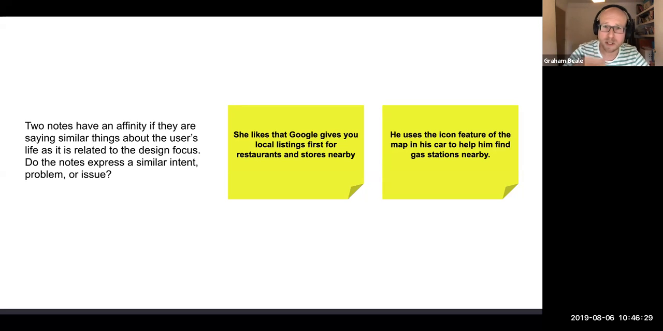But equally, you could also say, well, this user likes to browse by icons, and this user likes to find by a map. Or you might say this user is interested in gas stations, or this user is interested in restaurants. So you can see how you group these things. It can be on one level quite surface, and quite deeper in others. So try, if you can, to focus on the behavioral aspects of the user rather than the surface words that you see on the post-it notes.